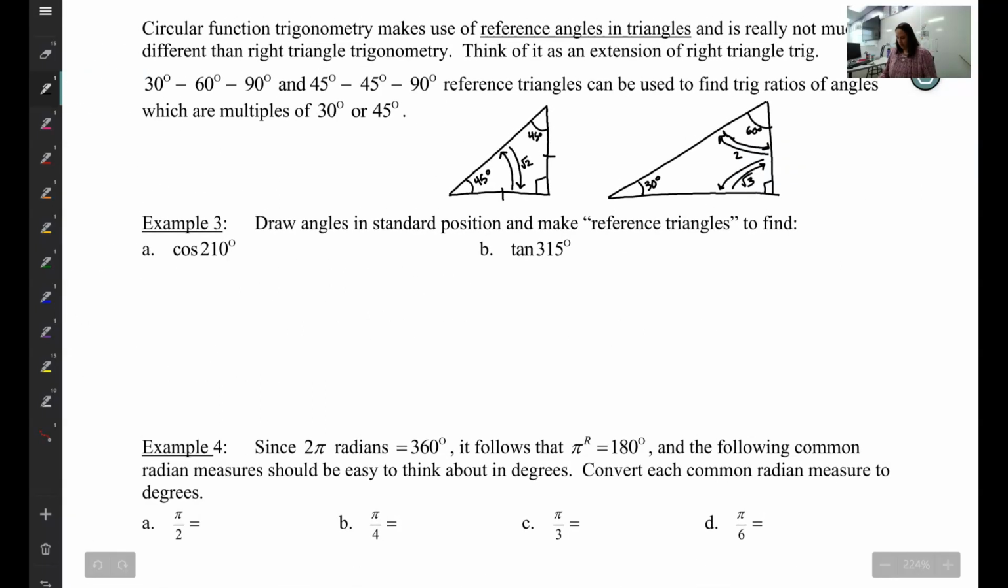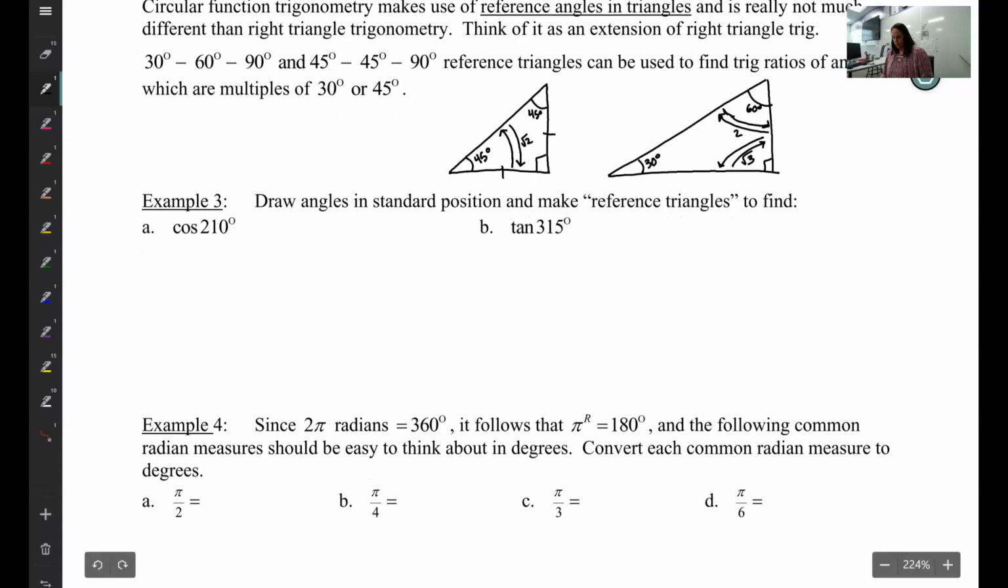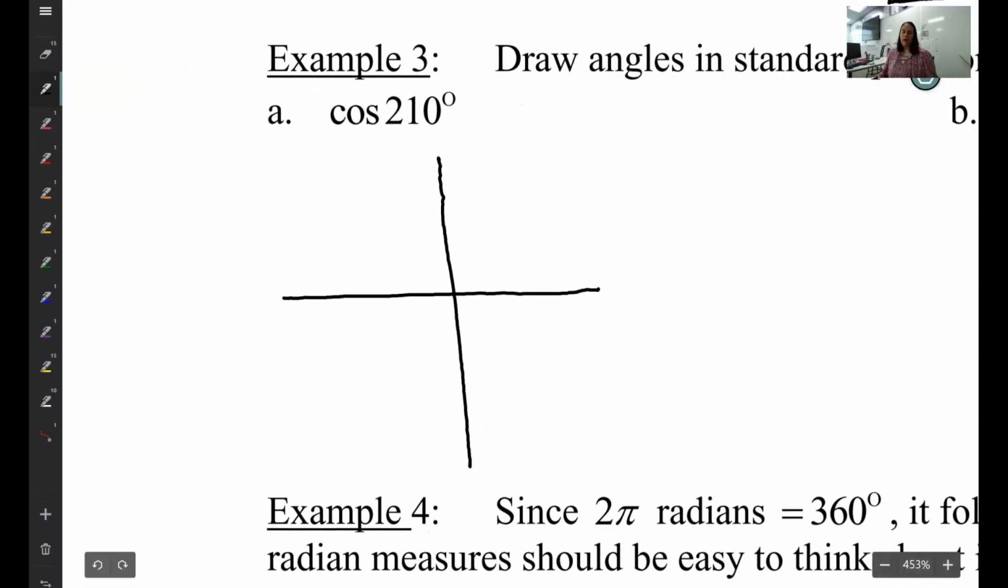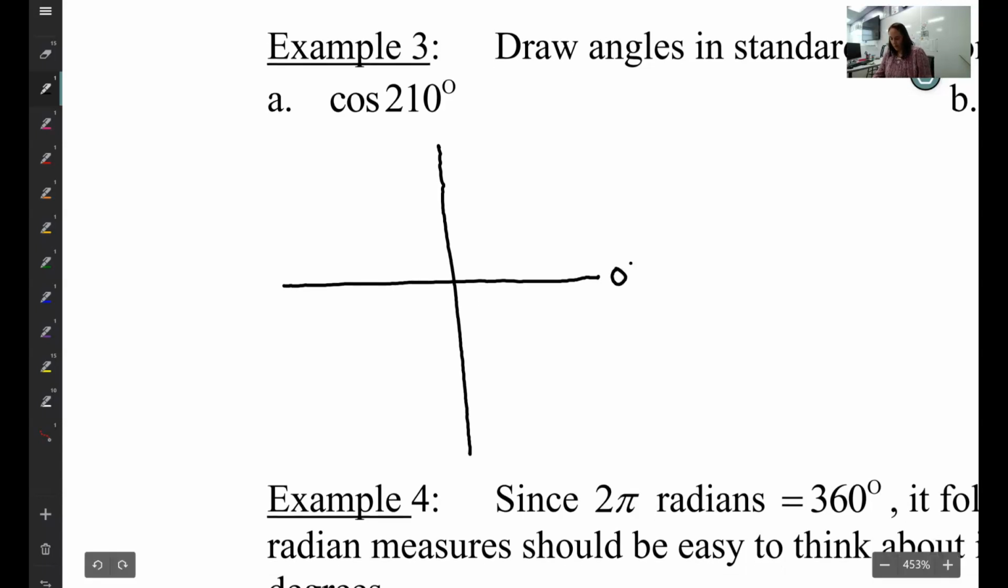Now let's talk about reference angles. We'll do these two. I can also use these to find lots of other angles. So this one I want to find the cosine of 210 degrees. So if I label this coordinate grid 0, next one will be 90, because it's a 90-degree angle. Next will be 180, 270, and then all the way back around one full circle is 360 degrees. I would memorize those.